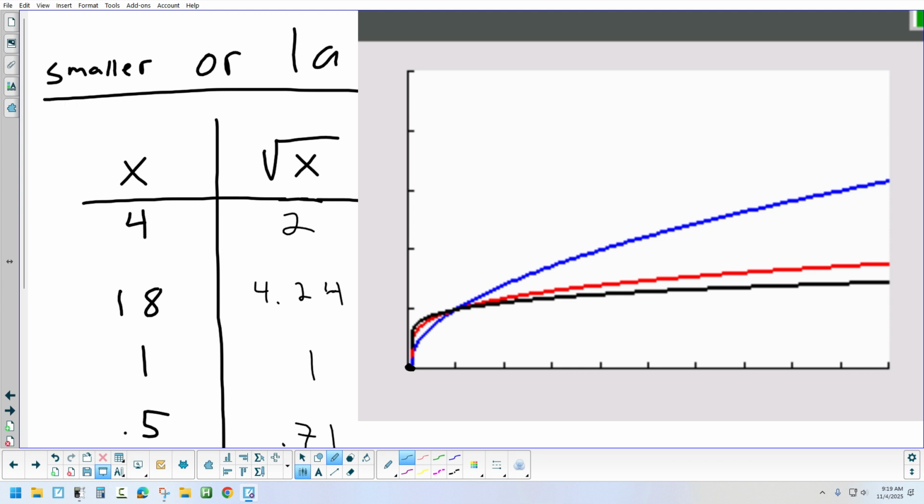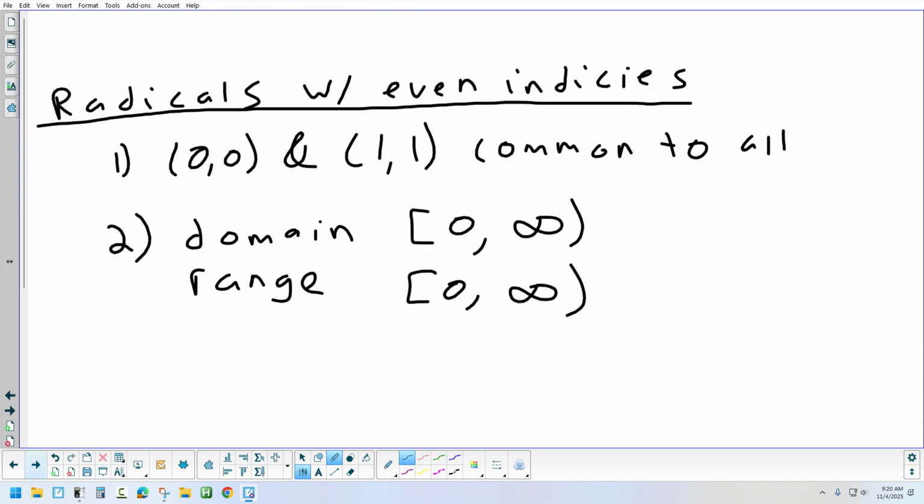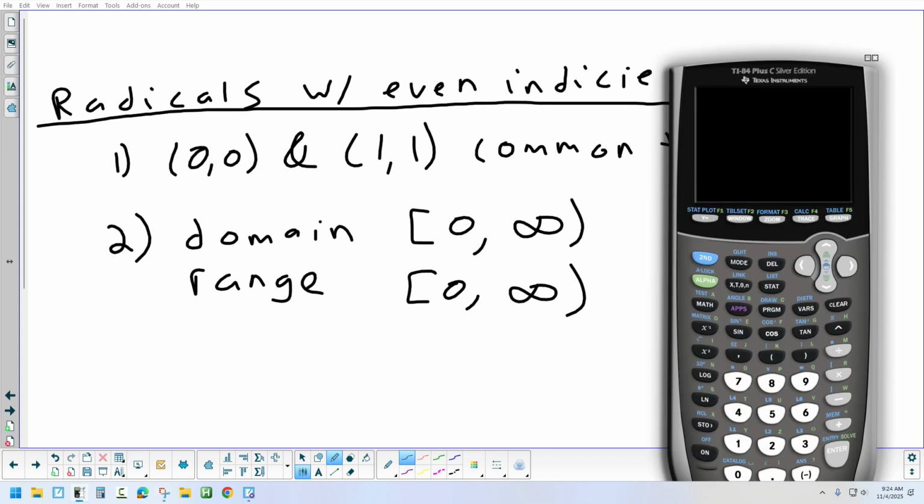Anything else they all have in common? 1. What do you mean 1? 1, 1. Yeah. All even roots, if you don't shift or stretch them, will go through the point (1, 1). Just think about what's the square root of 1? 1. What's the fourth root of 1? 1. Okay? All even roots go through the point (1, 1). So let's write those facts down. Okay, so looking at even indices, we can see they all have that same look to them.